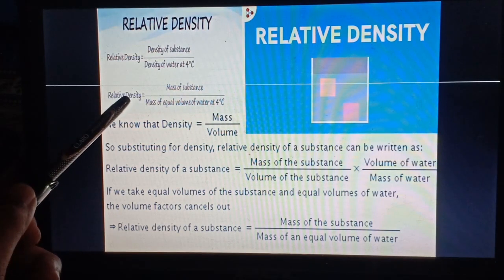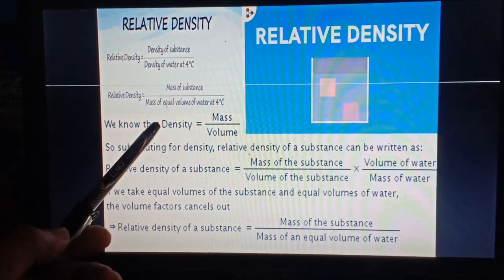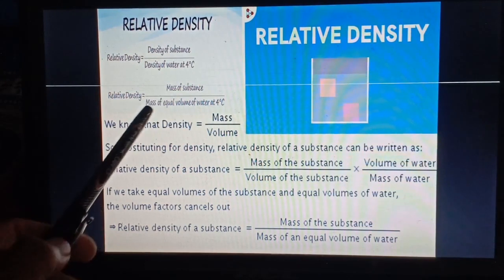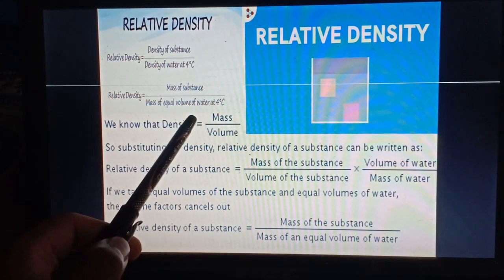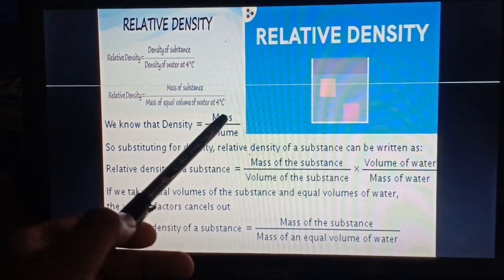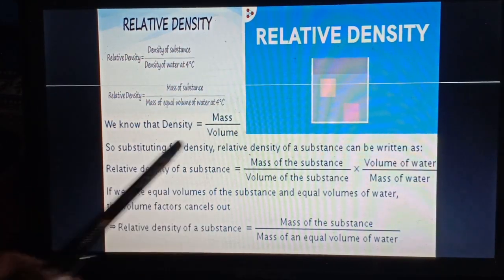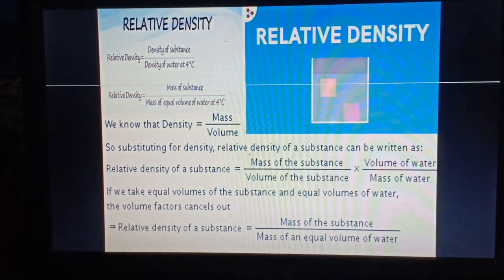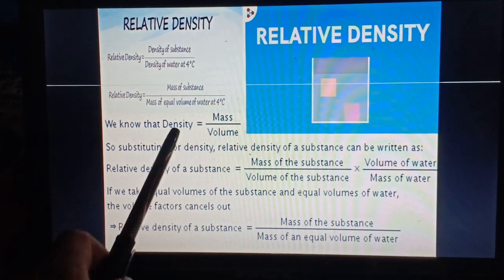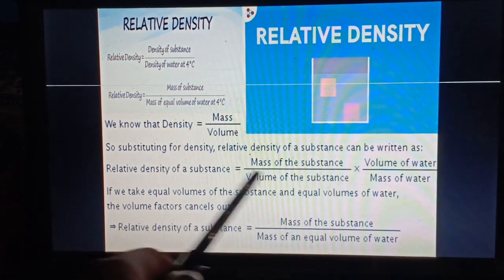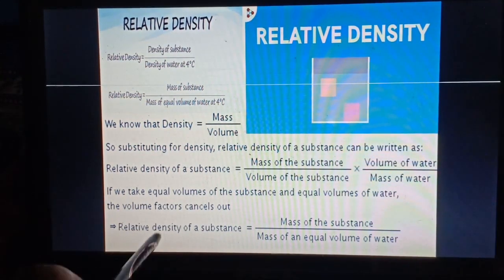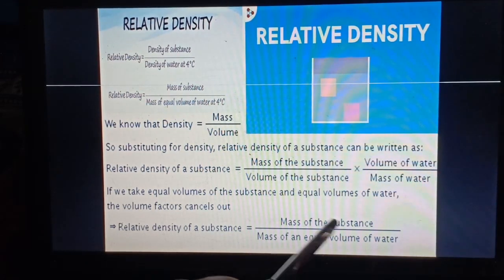or, numerically, relative density can also be calculated as the mass of a substance to the mass of an equal volume of water at 4 degrees Celsius. This 4 degrees Celsius is taken as a measuring parameter, the condition for a measuring parameter. So we basically know what is density. Density is mass per unit volume. So substituting density into relative density, we find the relationship that the relative density of a substance is the mass of the substance to the mass of an equal volume of water.